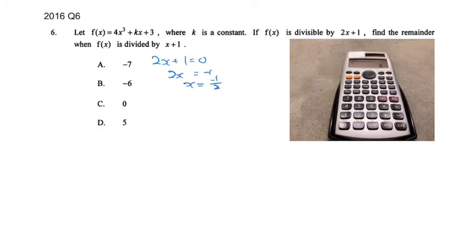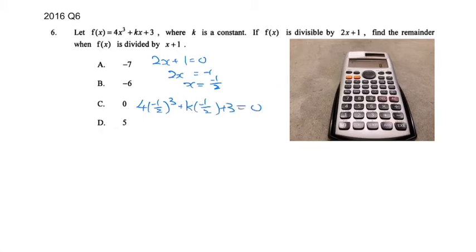So we know that x will be negative 1 over 2. When you substitute this negative 1 over 2 into this function, it will equal 0 this time. It's 0 because it's a divisible question. So if it's divisible, then you set it equal to 0. So we do it that way: f(negative 1 over 2) is negative 1 over 2 cubed plus k times negative 1 over 2 plus 3 equals 0.